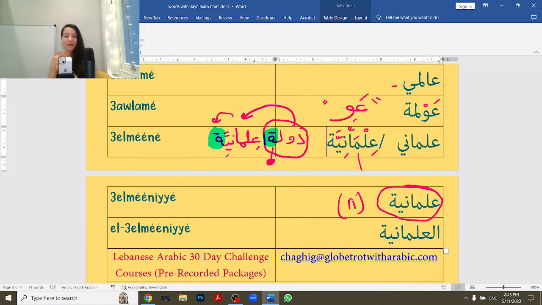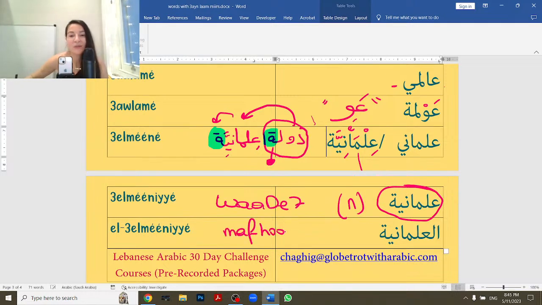Okay, clear? واضح؟ مفهوم؟ Look at the difference. واضح means clear. مفهوم means understood. But we use them interchangeably to mean, is it clear? Did you understand? واضح؟ مفهوم؟ Okay, علمانية. But usually when it's a noun, you use it with the L. العلمانية.